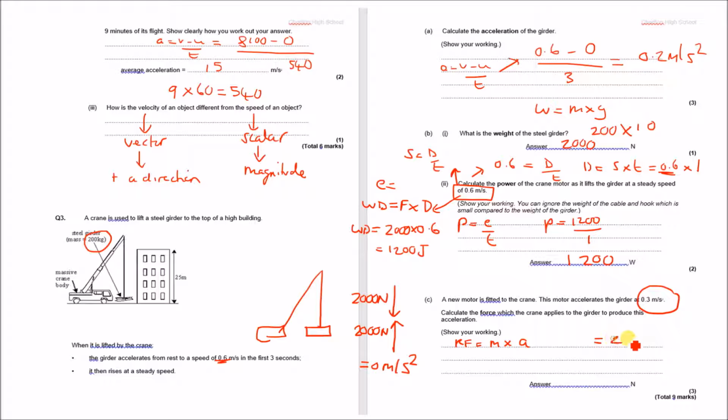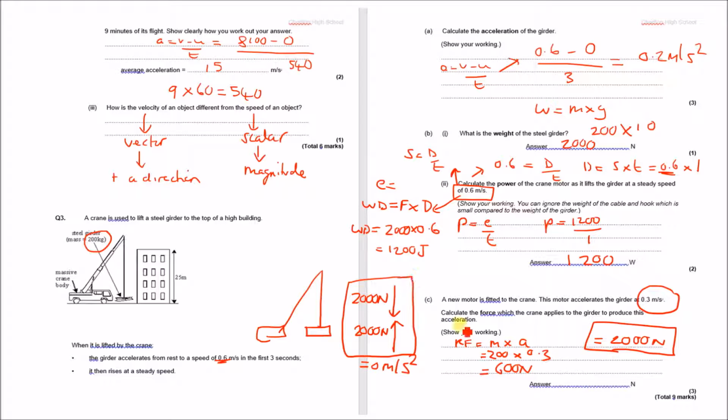So we're going to use that in a second. We've got 2,000 newtons just for it to have a constant speed. For it to accelerate, we also need the mass times the acceleration. So we're going to take 200, which is its mass from over here, and multiply that by the acceleration, which is 0.3, and that will give us a resultant force of 600 newtons.